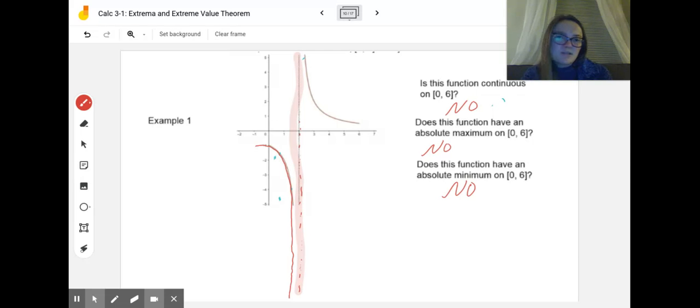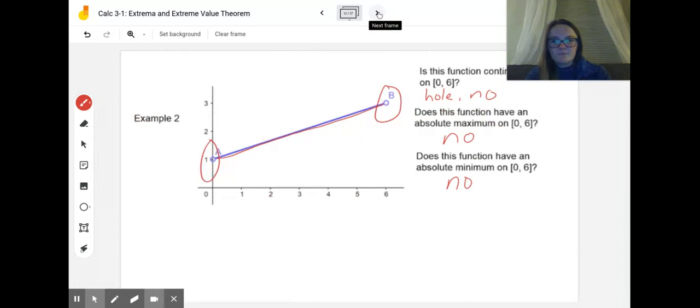Just because the function is continuous and on a closed interval, I'm not guaranteed a max or min, but a max or min could still happen. In this case, no, because I'm going down to infinity and I'm also going up to infinity. So I'm going down to negative infinity and I'm going up to positive infinity. There's no way I have a max or a min.